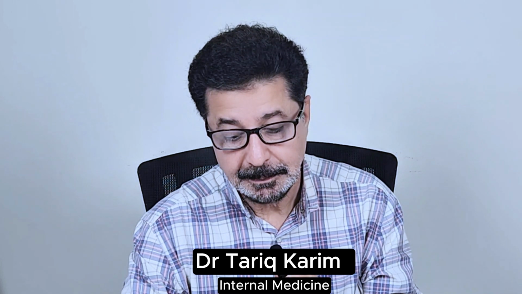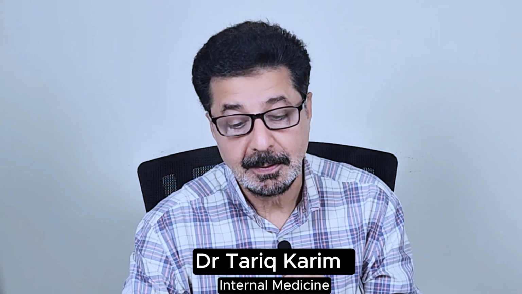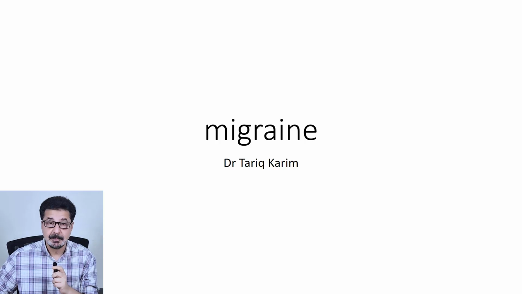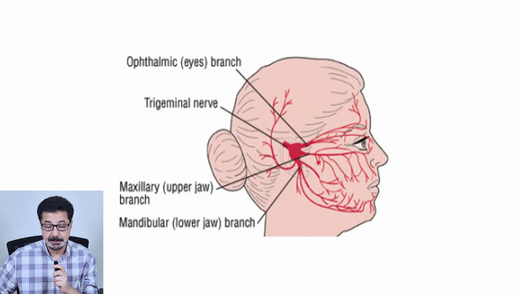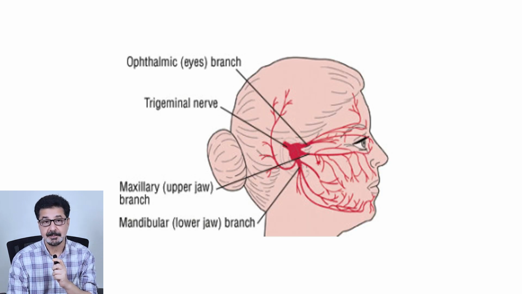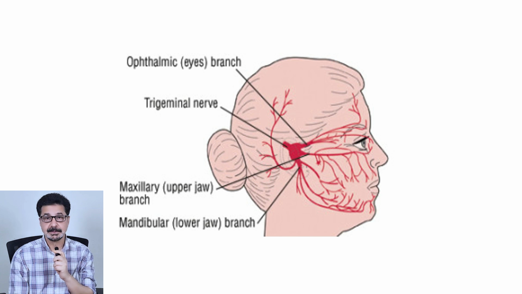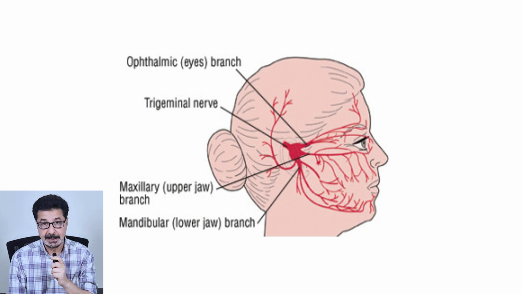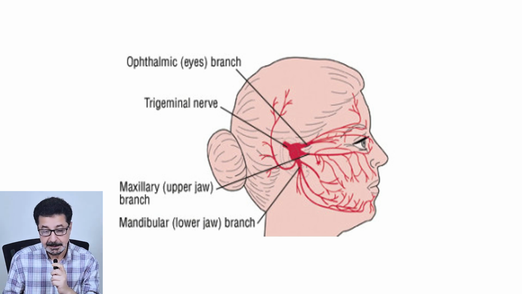Today, we're going to discuss the most common disease called migraine. The important thing about migraine is to understand where it comes from. It all starts with the fifth cranial nerve, which is also called the trigeminal nerve. It supplies the face, the back of the face, and the forehead. This is where all the migraine happens.